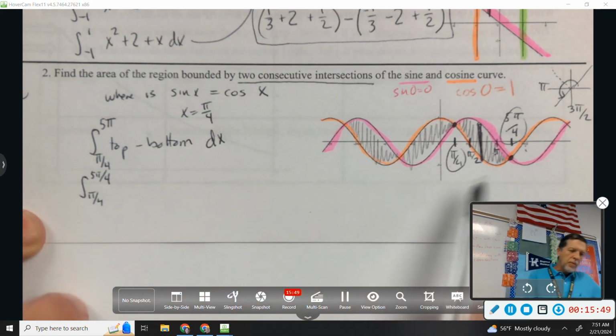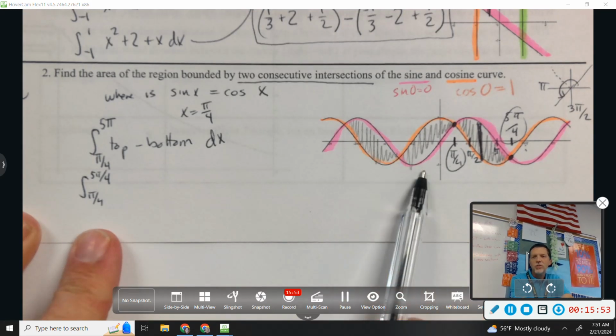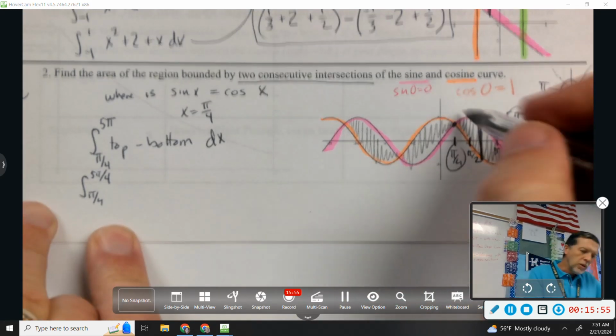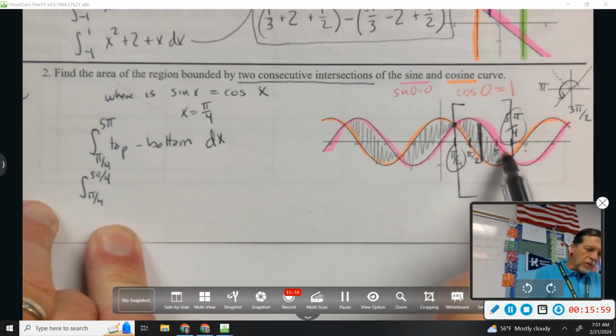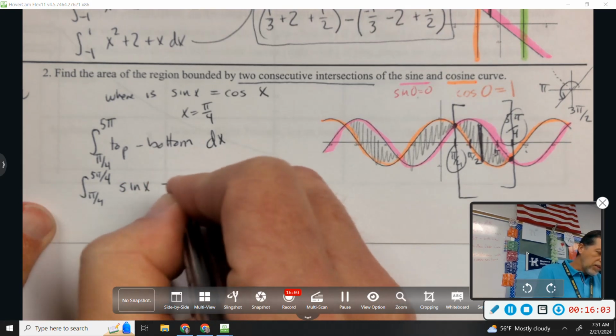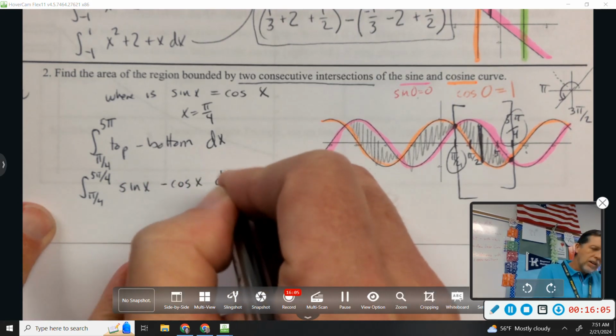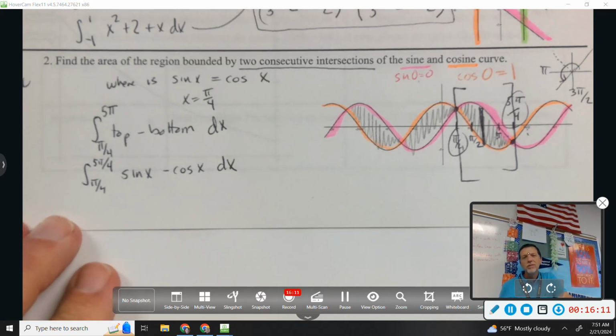Top minus bottom. This is maybe tricky because it keeps changing who's the top function, who's the bottom function. But on the window that we're looking at, the top one is the pink one, the top one is sine. So sine of x minus cosine of x dx. And again, if we get a negative answer, that means we got it backwards. So there's a bit of a check on this.